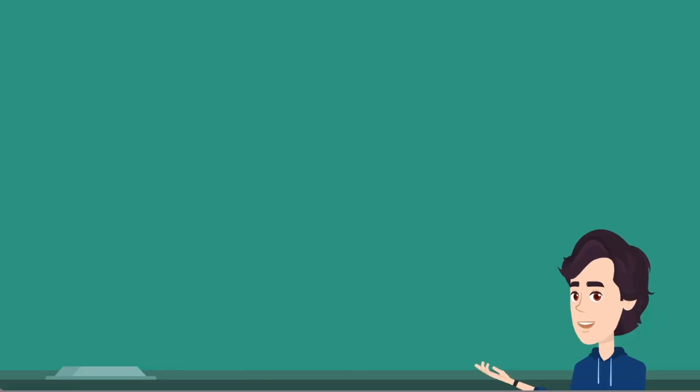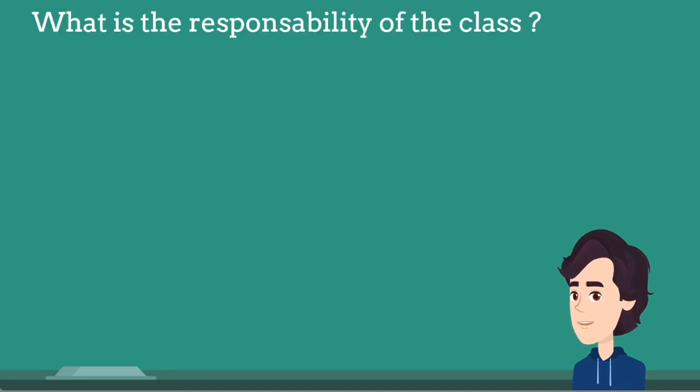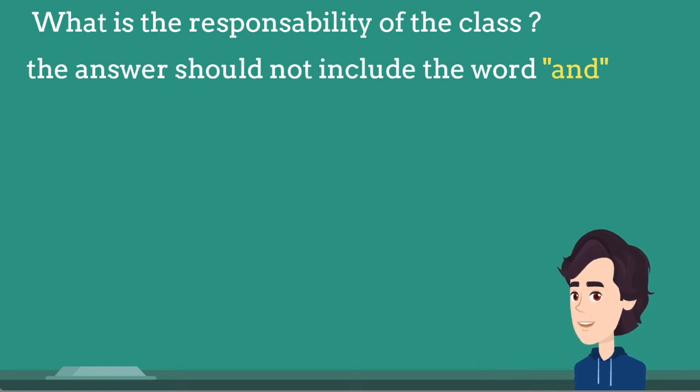Here the student created two classes, one called person and the other one is alien. To check if those classes respect the single responsibility, you have to ask the question, what is the responsibility of those classes, and if your answer includes the word "and," then that means you broke the single responsibility principle. So, what is the responsibility of the class person?